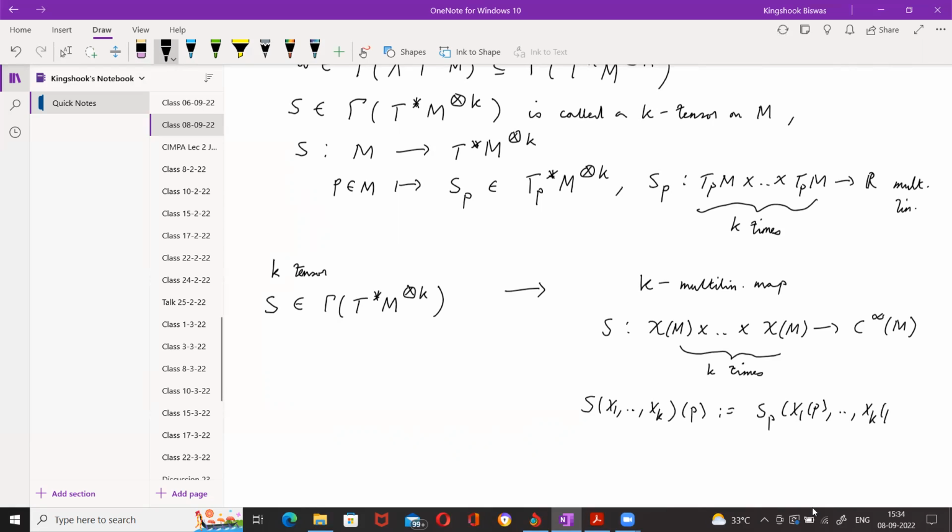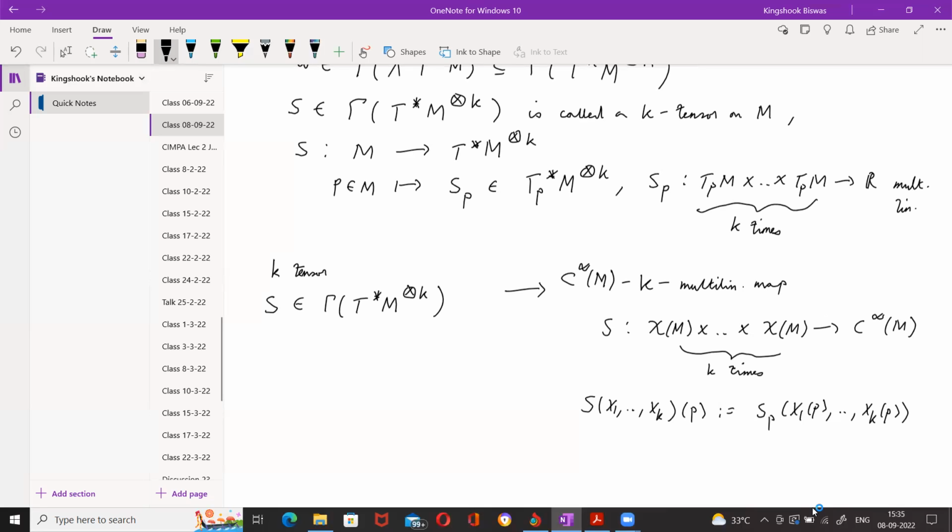So in fact, this S will be C infinity linear. Exactly. So that's what I was going to say. If I multiply the Xi's by functions fi's, then because at each point S_P is a multilinear function on the tangent space, the fi's will come out, right? So this is in fact C infinity M linear. So this is C infinity M k-multilinear. Is this clear? Yes.